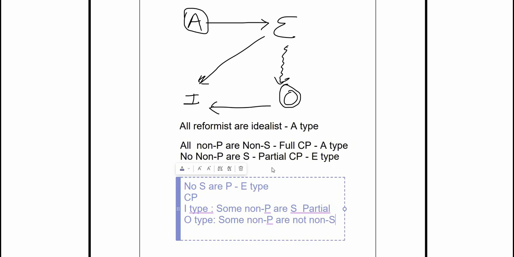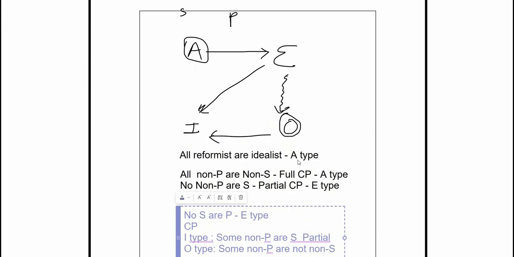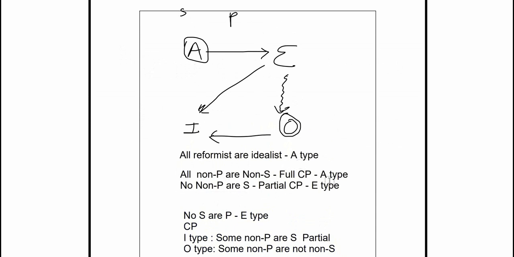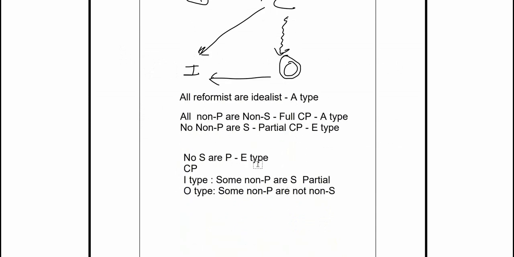Some non-P are not non-S, because this is the O type. This is the O type of conversion. So we converted A to its partial and full, and next we did E to its partial and full.